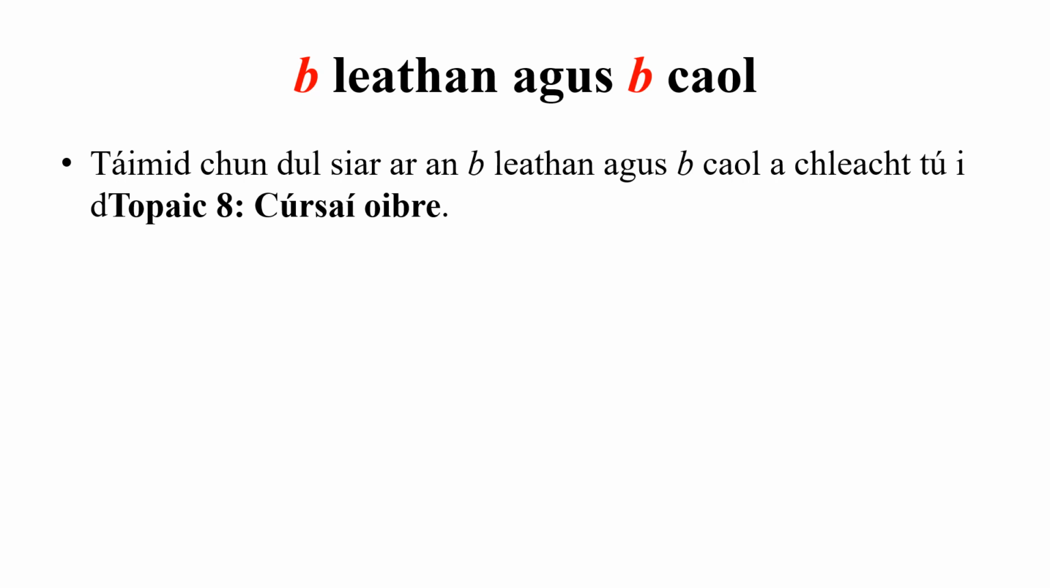We're going to review Broad and Slender B that we practiced in Topic 8, Work Matters.